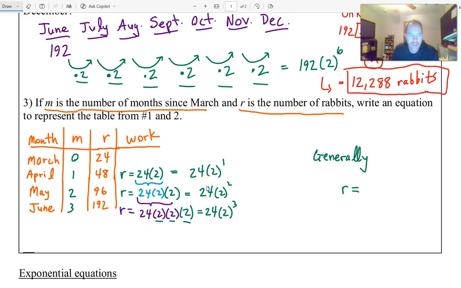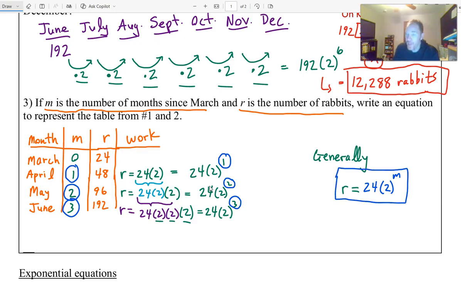But what I notice is that the months since March and the exponent match. So 1 month since March, exponent is 1. 24 times 2 with an exponent of 1. 2 months since March, 24 times 2 with an exponent of 2. 3 months since March, 24 times 2 to the power of 3. That's not a coincidence. So I could say, generally, to get the number of rabbits, take the 24 you start with and multiply by 2 as many times, an exponent of m, as many months as you have gone since March. That's my equation. And you can check that that's going to work for April, May, June.